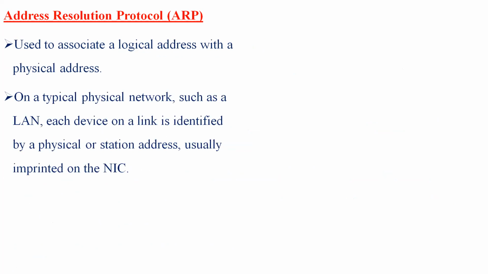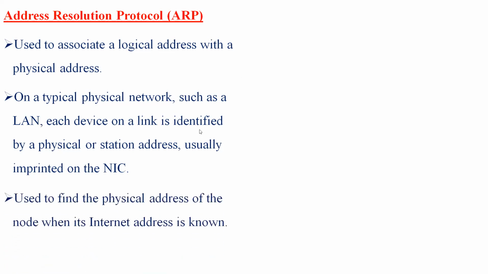On a typical physical network such as a LAN, which is a local area network, each device on a link is identified by a physical or station address, usually imprinted on the NIC card. By using this identification, we can find the physical address of the node. So ARP helps to find the physical address of the node when its internet address is known.